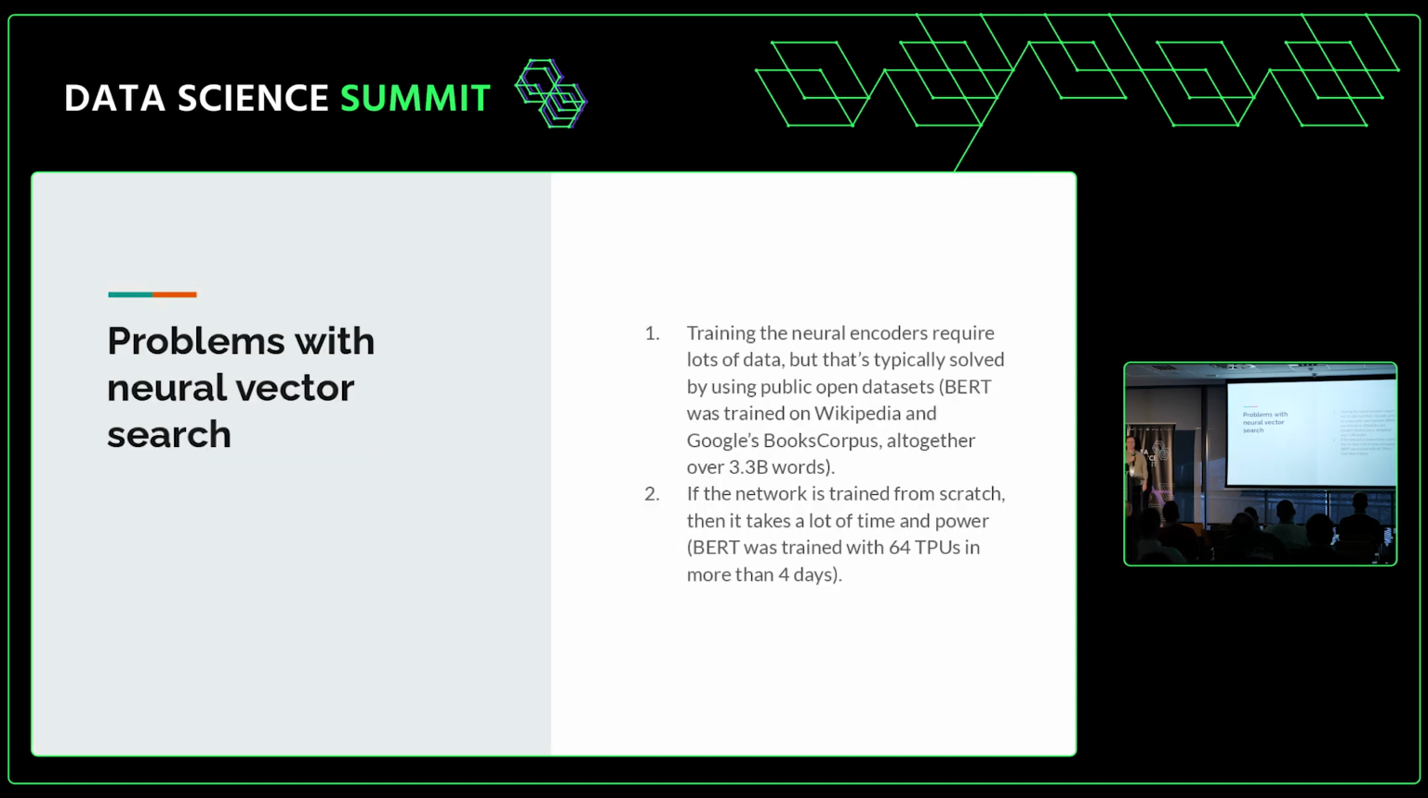But there are also some problems with neural search, with vector search. There are like two ways how we call it. We need lots of data to do that. If we just want to train our own model, we would probably need to provide lots of examples. For example, BERT was trained on whole Wikipedia and Google book corpus. That's over 3.3 billion words. So that's a huge amount. And that definitely also needs a lot of time and power to train those models.